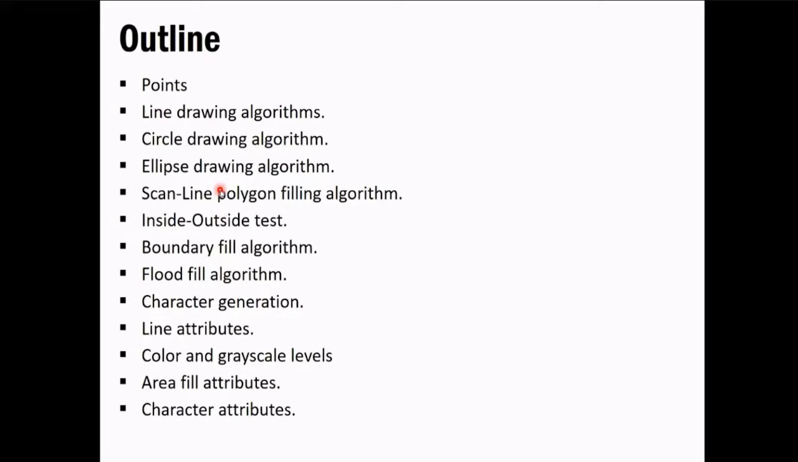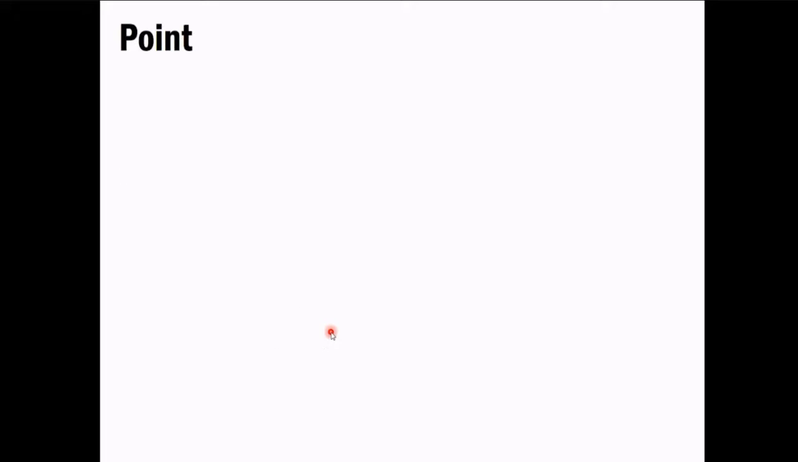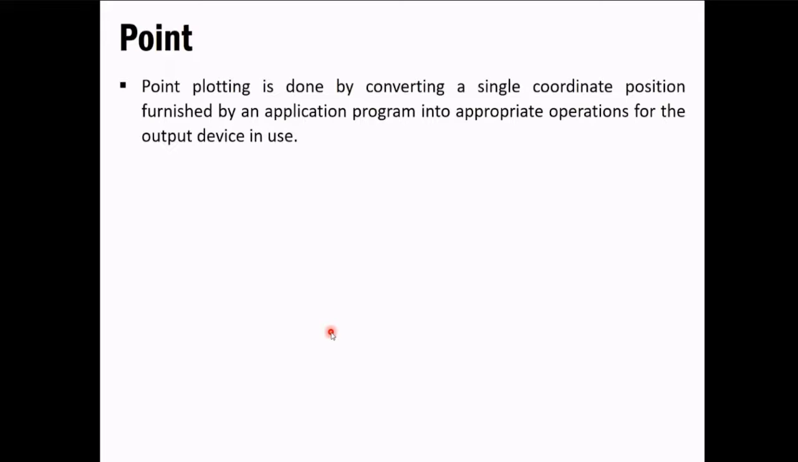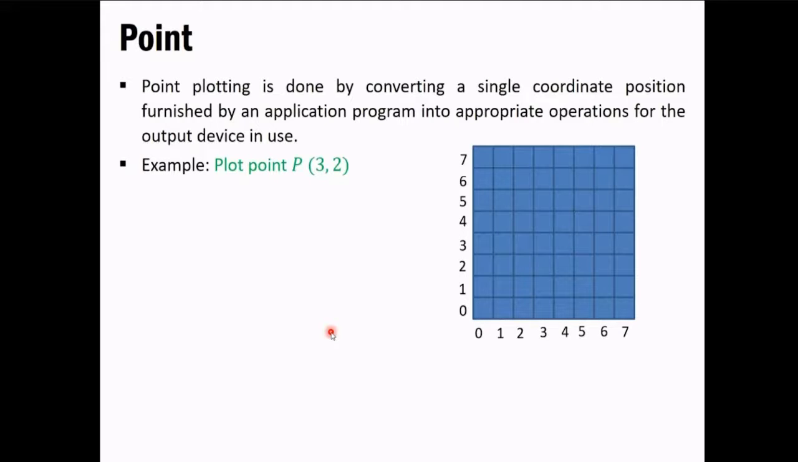Then we'll see the flood fill algorithm, character generation, line attributes, color and grayscale levels, area fill attributes, and character attributes. The very first thing is the point. So what is a point? It is done by converting a single coordinate position furnished by an application program into appropriate operations for the output device in use.